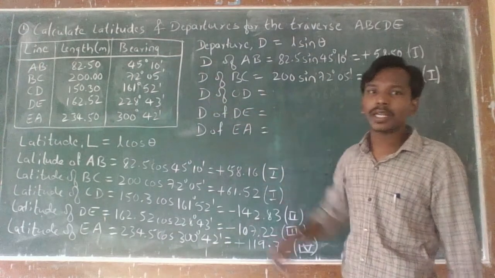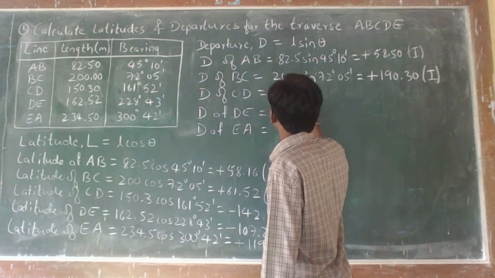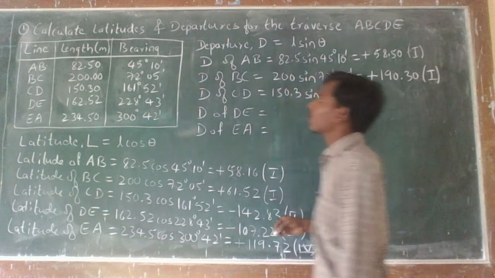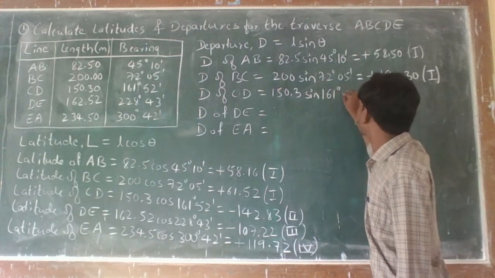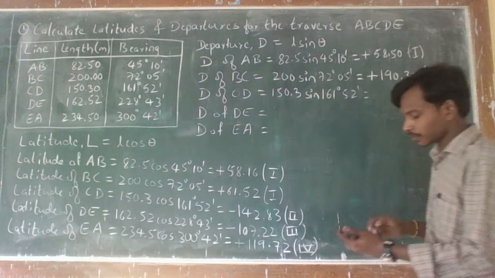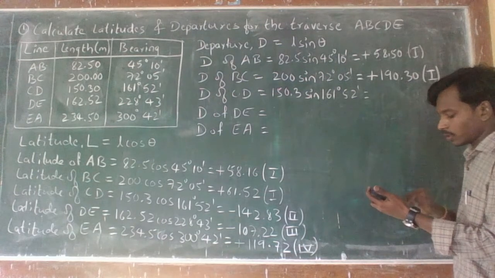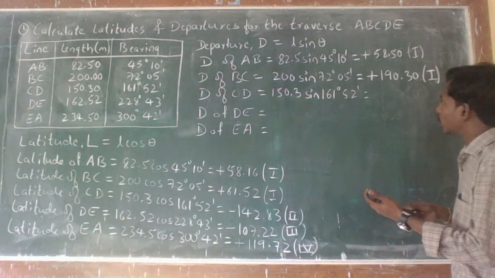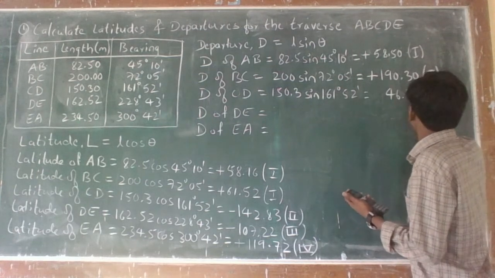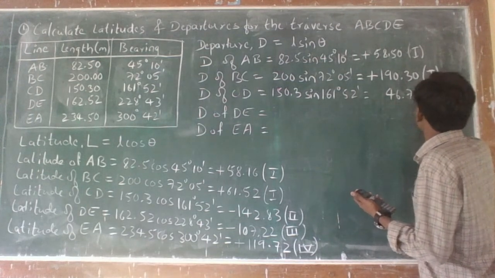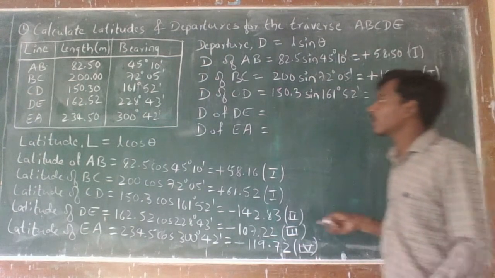Now let's move to the departure of CD. Now the length of CD is 150.30, 150.3 sin, the bearing is 161 degrees 52 minutes. So calculate 150.3 sin 161 degrees 52 minutes. Now you get the value 46.77, or you can take it as 46.78.